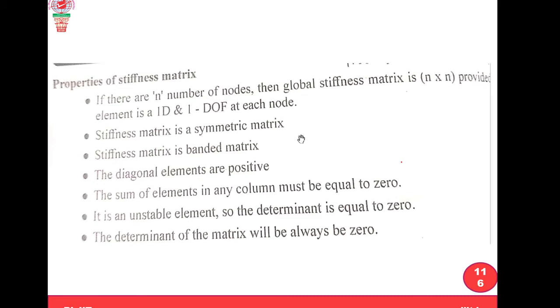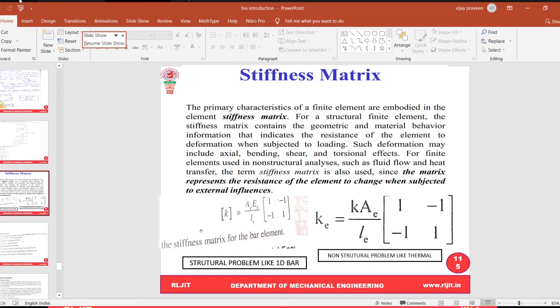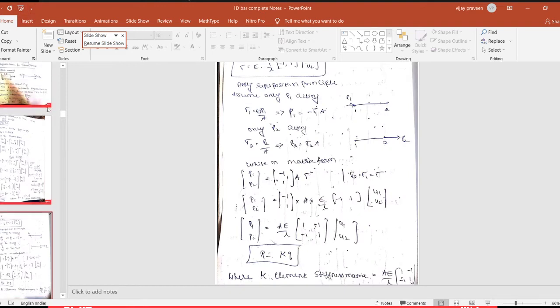Definition and properties are very important. Is it clear? Is it clear? Yes, sir.